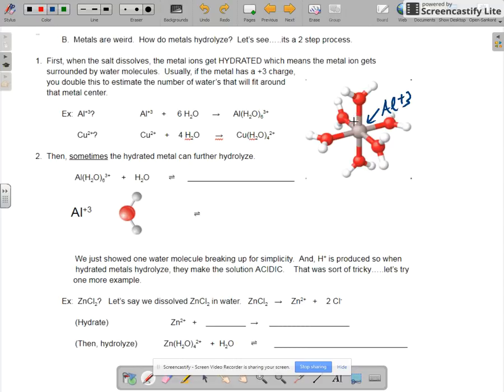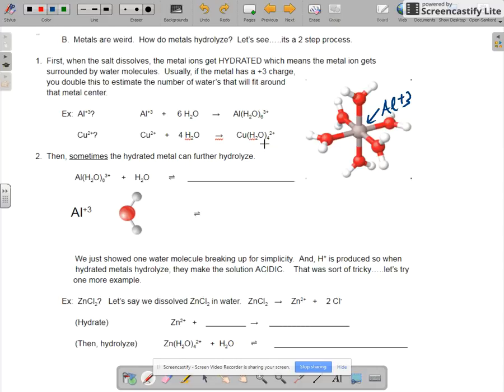If you took a copper 2 plus metal, well, then it's going to have 4 water molecules around the atom center. So hydrated copper ions look like this. It's got the water, 4 of them, and 2 plus overall, because the water doesn't have any charge, so the copper still has its 2 plus charge. All right, so that's how metal ions get hydrated. That's totally fine. All metals do this.